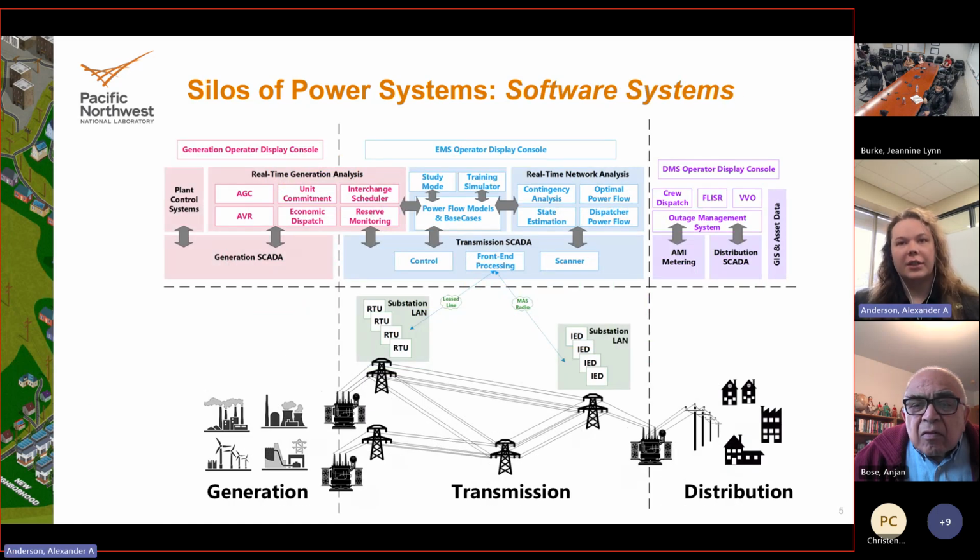The software systems used by these entities are also siloed generally, with a very limited amount of information exchange through Intercontrol Center Communications Protocol, or ICCP. Each software package has their own representation of their portion of the electric grid and their own set of applications and services that are used to perform analyses and grid control.